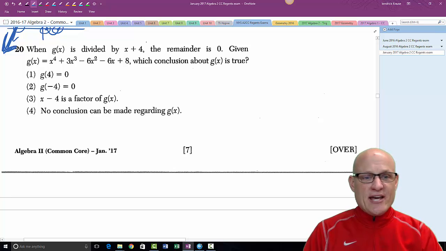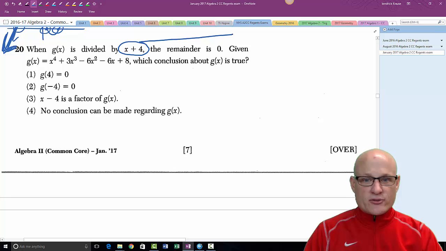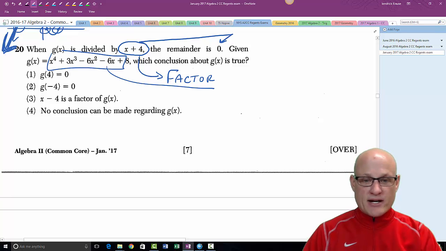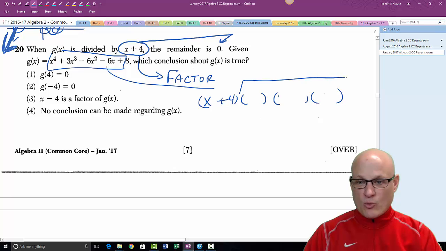All right, so if x plus 4 gives us a remainder of 0, that means this is a factor. If this is a factor, that means if I take this huge thing right here and factor it, it's going to have 4 factors because it's a fourth degree polynomial. One of them is going to be x plus 4. Now, I'm not sure what the others are, I have no idea, but one of them is going to be x plus 4.